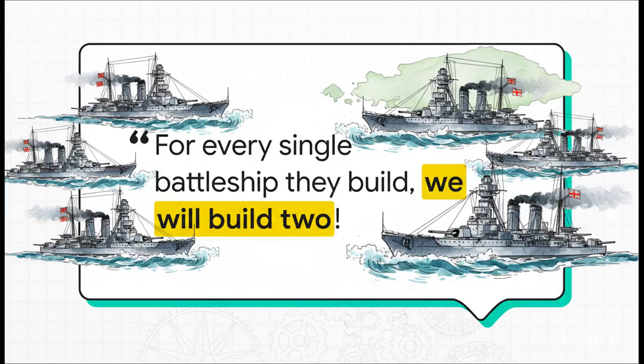Well, Britain's response was swift and absolute. Their official policy was simple. For every single battleship they build, we will build 2. This was a race Britain simply could not afford to lose. For an island empire, controlling the seas wasn't just about pride, it was about survival.